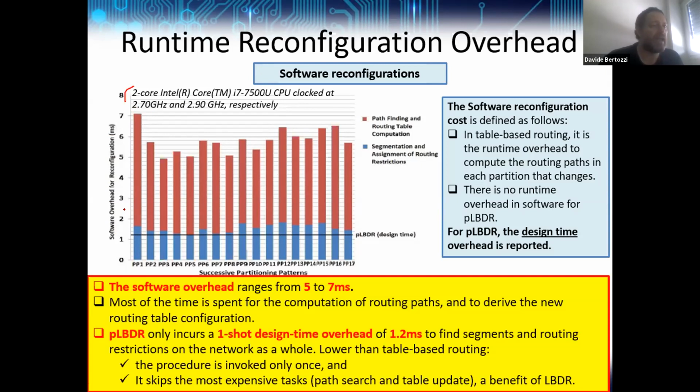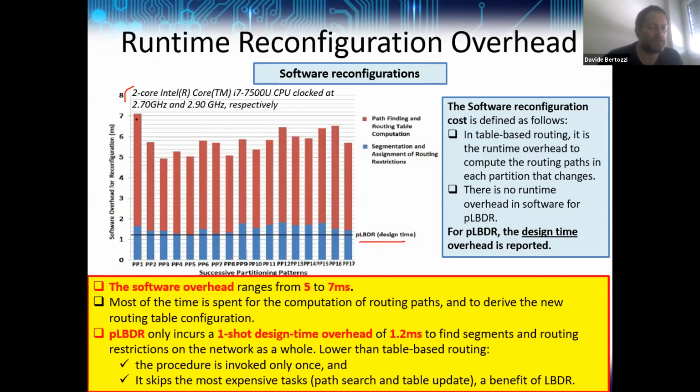So the PLBDR has no software overhead at runtime. There is nothing to be recomputed. We don't have to recompute the routing function because the routing function is global and static. But just for the sake of comparison, we are reporting here the design time overhead of PLBDR, because at design time it needs to find the routing restrictions for the network as a whole. It needs to compute the global static routing algorithm. And it takes much less than what it takes table-based routing at runtime.